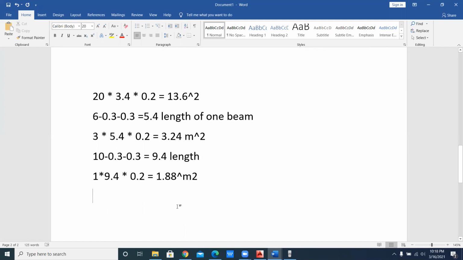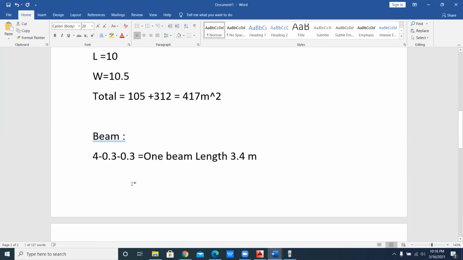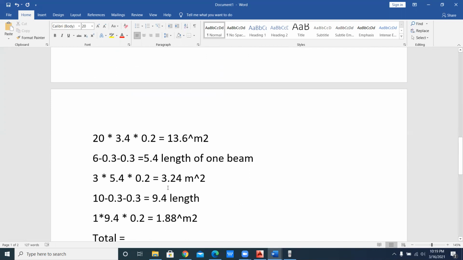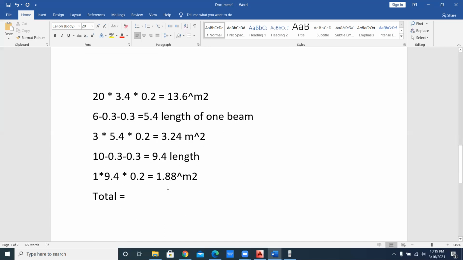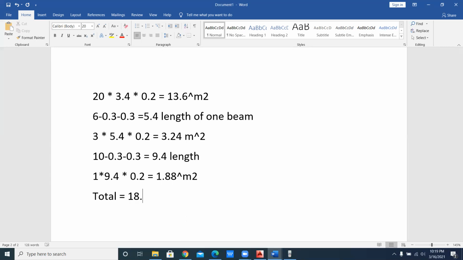Now first of all you have to add here. So how much total do you have to calculate? That is meter square. First take this value, 13.6, then 3.24 and 1.88. 13.6 plus 3.24 plus 1.88. So you get a total of 15.72 meter square.